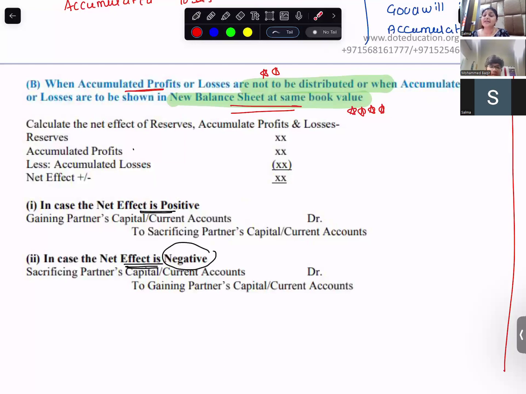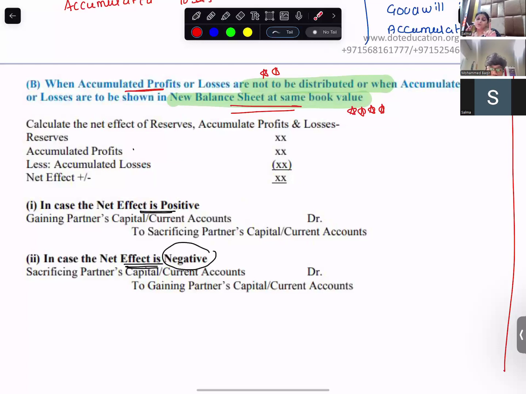When the question tells you that the profits and losses are not to be distributed, or it is to be shown in the new balance sheet at the same book value, when are you going to do this net effect? When it tells us that it's not to be distributed, or when we have to make a new balance sheet at same book value.